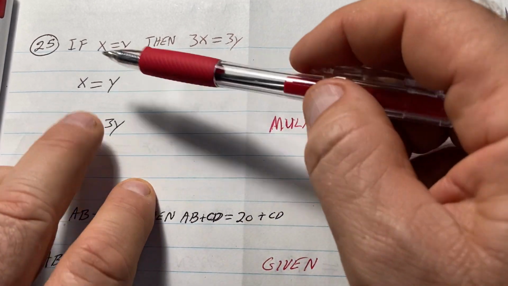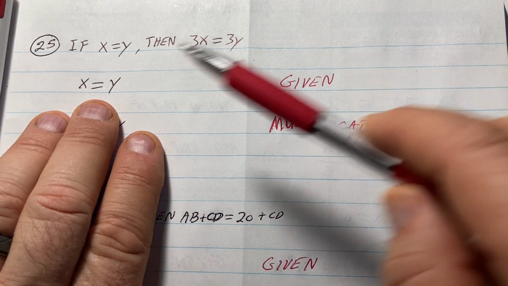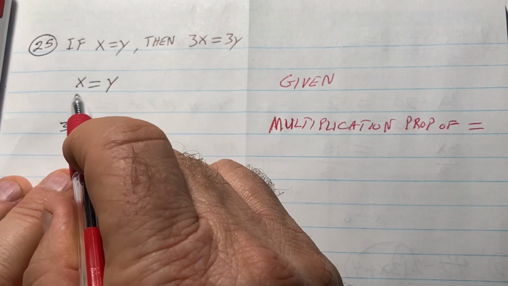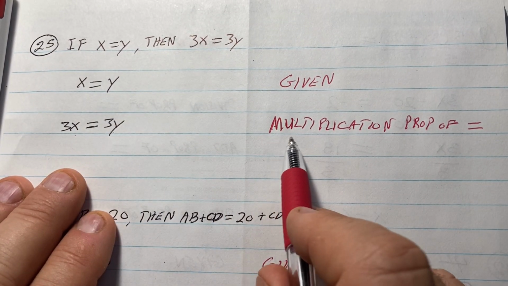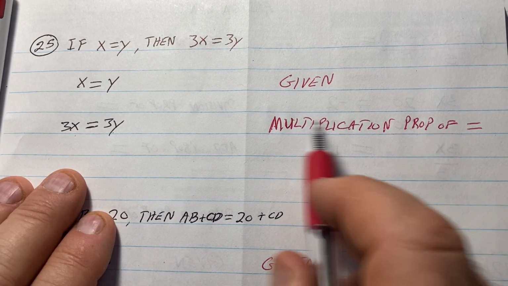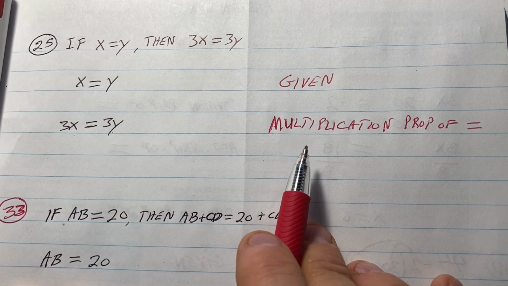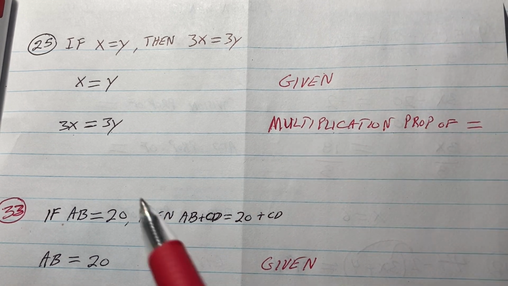Visually, this is a little easier because we're starting with this. That's given to us. Okay, it's given. How do you go from here to here? What do we do to both sides? Looks like we multiply both sides by 3. I wonder what we put over here. Multiplication property of equality, because we multiply both sides by 3. Boom. Done. That's how it's done.